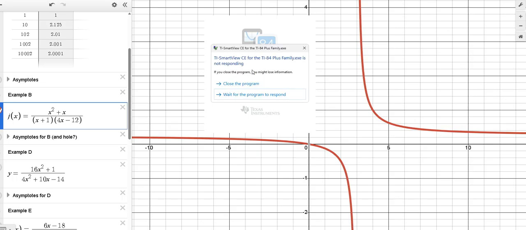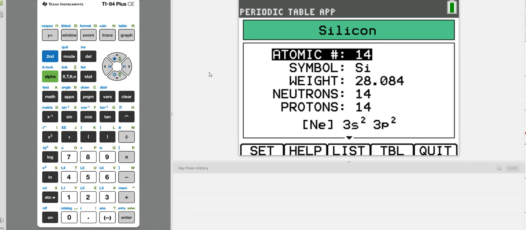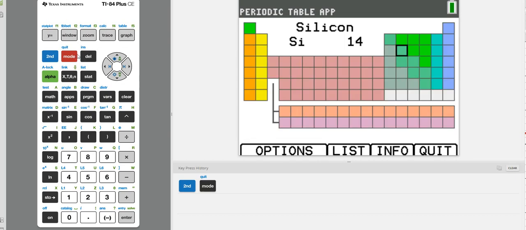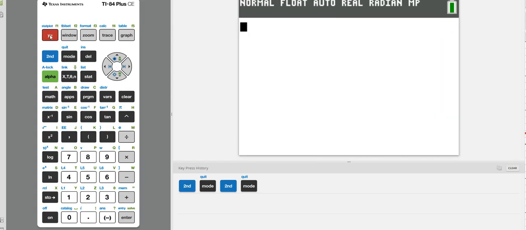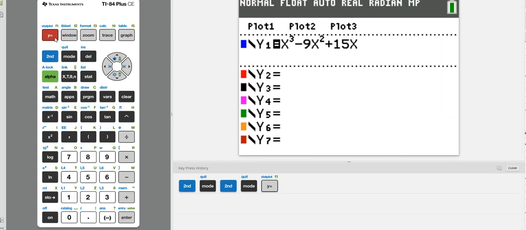So we'll plug in the function. There we go. By the way, you can do the periodic table on your graphing calculator. Just a quick FYI, it's pretty cool. Well, let's put in the function. I'm going to put it in with parentheses.